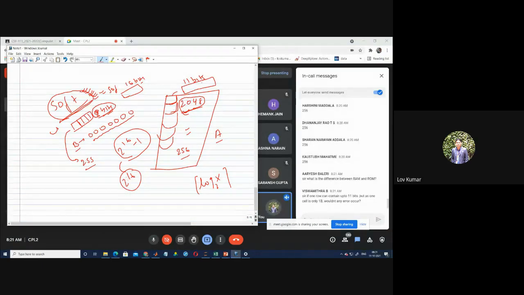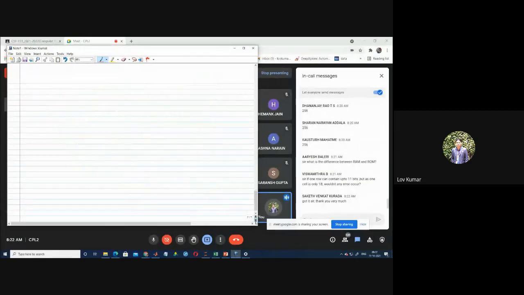So in this case, you can easily utilize all the rooms present in your RAM. Clear? Okay. Now the same like that, I have given one example in the previous class.